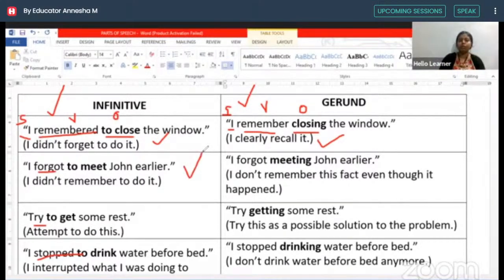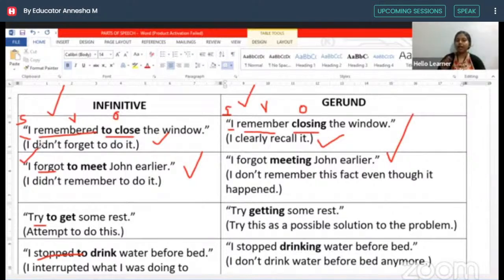I forgot to meet John earlier. And next is I forgot meeting John earlier. इस वाले सेंटेंस में क्या बोला जा रहा है हिंदी में कि मैं जॉन से मिलना भूल गई. सो मे बी मुझे मिलना था, मैं नहीं मिल पाई क्योंकि मैं भूल गई, राइट? सो मिलने का जो एक्शन था वो हुआ ही नहीं है इस सेंटेंस में.